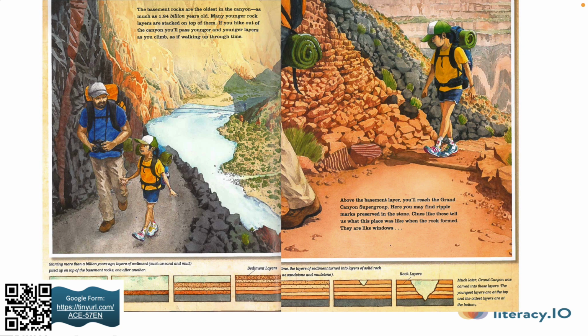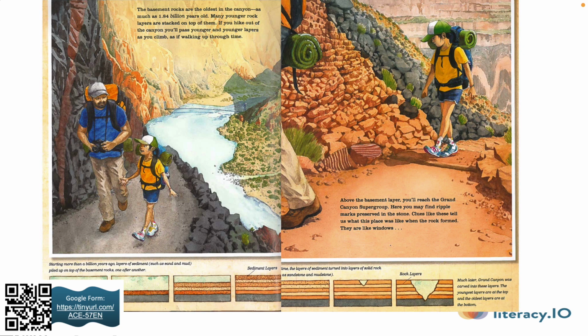The basement rocks are the oldest in the canyon, as much as 1.84 billion years old. Many younger rock layers are stacked on top of them. If you hike out of the canyon, you'll pass younger and younger layers as you climb, as if you're walking up through time.